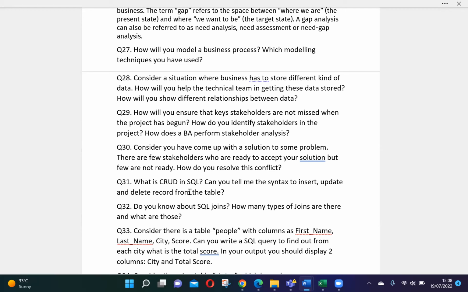Do you know about SQL joins? How many types of join are there, and what are those? Again, you will say yes, I know about SQL joins, and I read something about them. So you have cross join, inner join, left outer join, right outer join, and full outer join. These are the different types of joins. And what is a join?